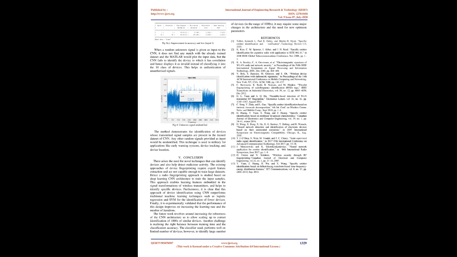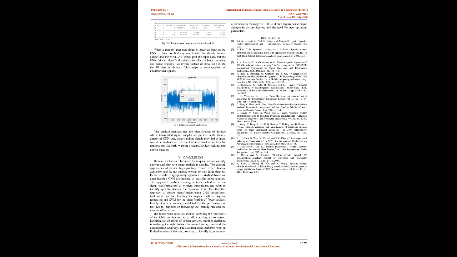Conclusion. There arises the need for novel techniques that can identify devices and also help detect malicious activity. The existing approaches of device fingerprinting require expert feature extraction and are not capable enough to train large data sets. Hence a radio fingerprinting approach is studied based on deep learning CNN architecture to train the input samples. This approach enables learning features embedded in the signal transformations of wireless transmitters, and helps to identify specific devices.